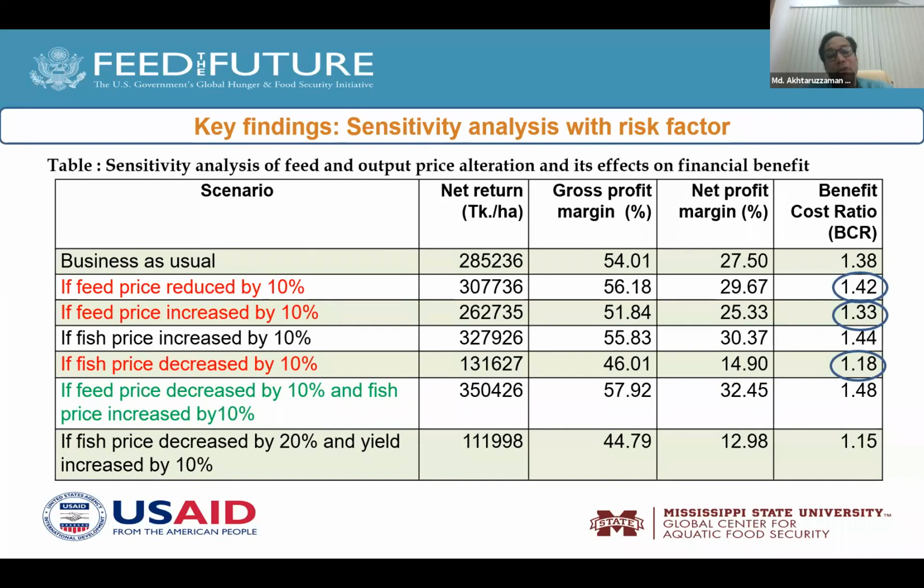From this table, we can see that we have 6 scenarios with business as usual. Results show that if we reduce the feed price by 10%, keeping the feed quantity unchanged, the BCR rises to 1.42. So it would be the best solution for the farmer. From this result, it can be concluded that a reduction of feed price or an increase in output price may be an effective policy for sustainable Rohu-based carp polyculture. Please, next slide.